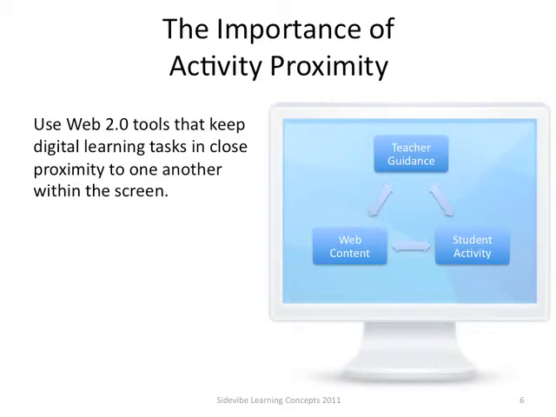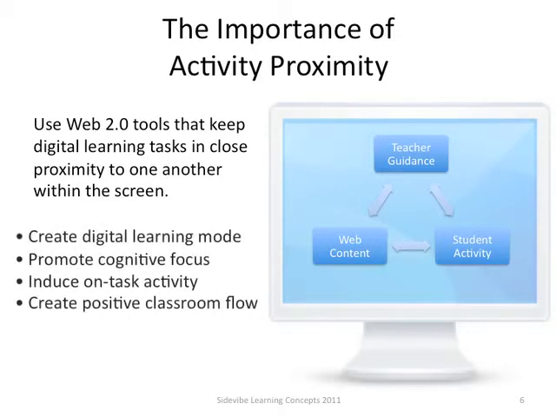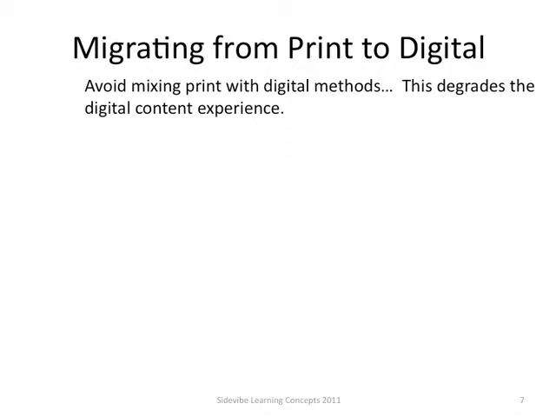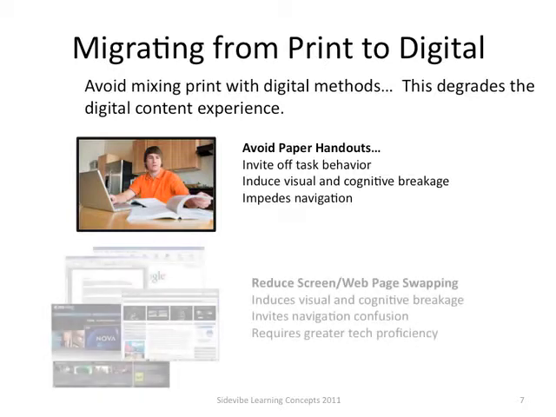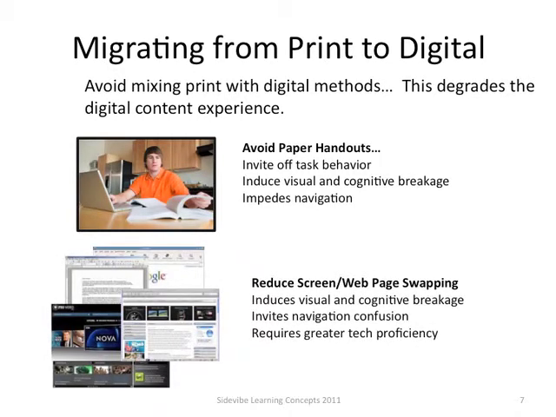By keeping activities in close proximity on the screen, you'll create a single digital learning modality. You'll keep minds more directly focused on the screen, and it'll improve on-task productivity and create a much better classroom lab atmosphere. So migrating from print to digital involves avoiding mixing print modes into digital spaces. Avoid handouts as they invite off-task distractions and create serious cognitive breakage while impeding web exploration. And reduce screen swapping, for this also creates cognitive breakage and navigation confusion.